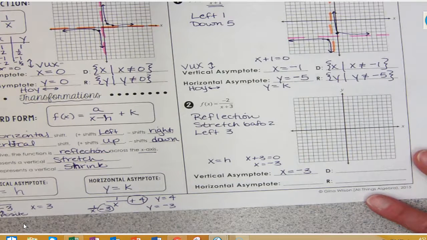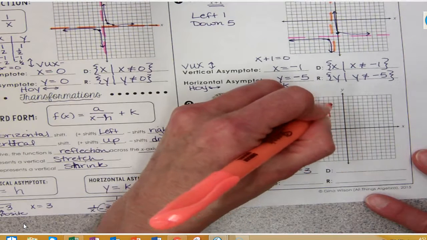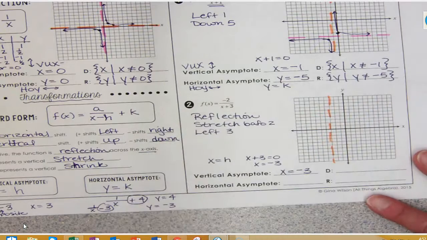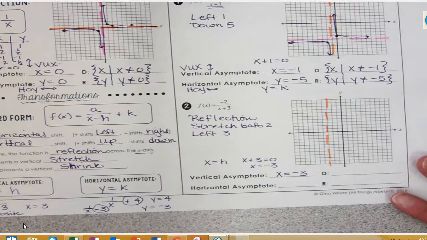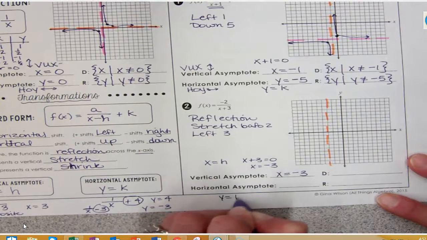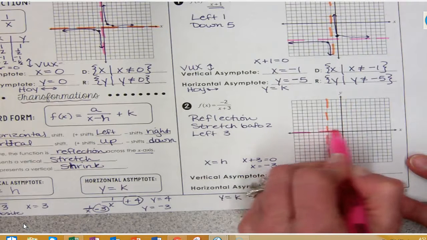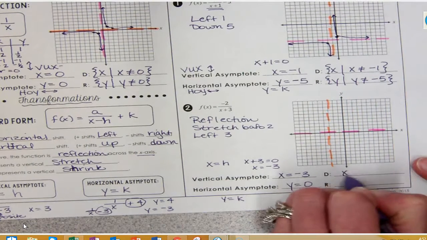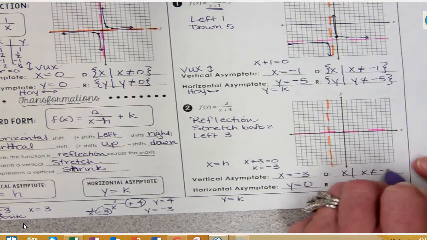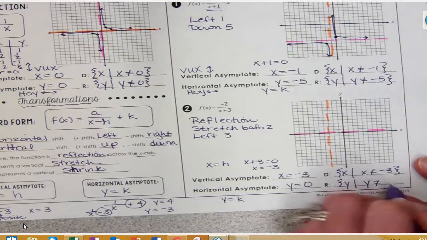Let me go ahead and plot that. X equals negative 3. 1, 2, 3. That's my friend Vux. And then my horizontal asymptote, there is no k. This is where y equals k. Well, in this situation, k is 0. So y would equal 0. So my asymptote is going to be right on the x-axis. My domain is x is the set of all real numbers where x cannot equal negative 3, and y is the set of all real numbers where y cannot equal 0.